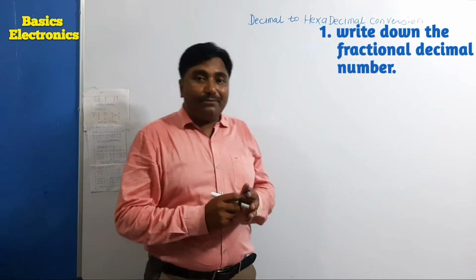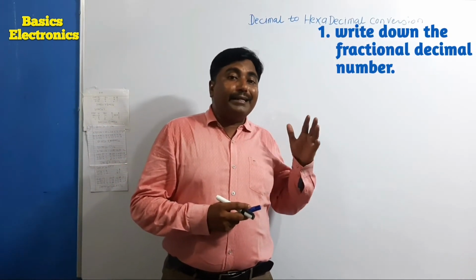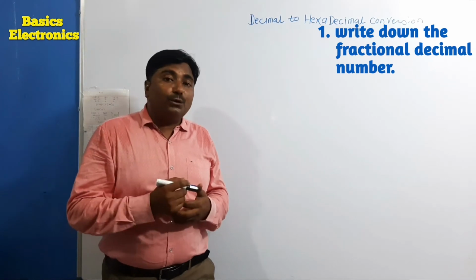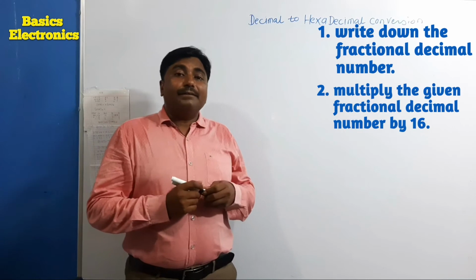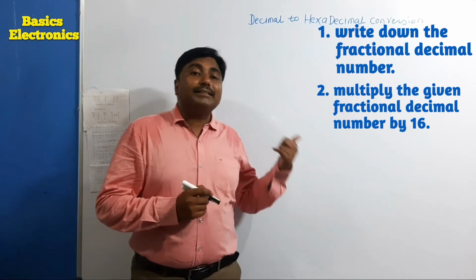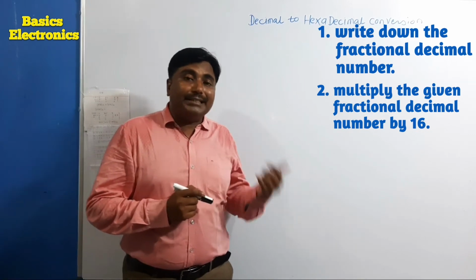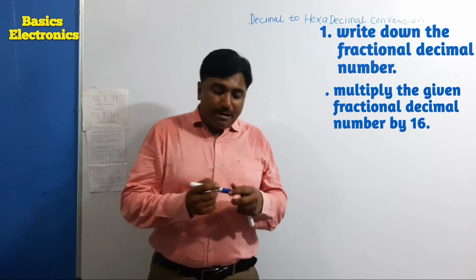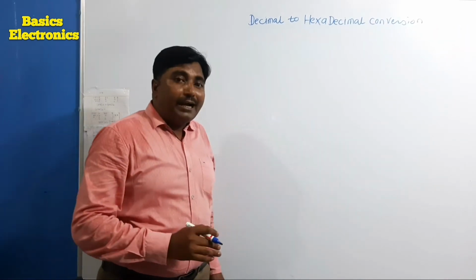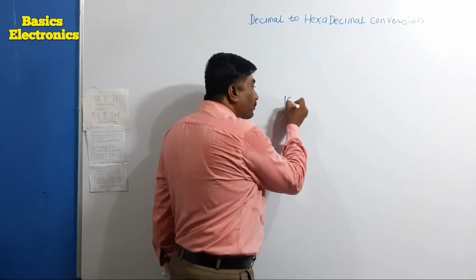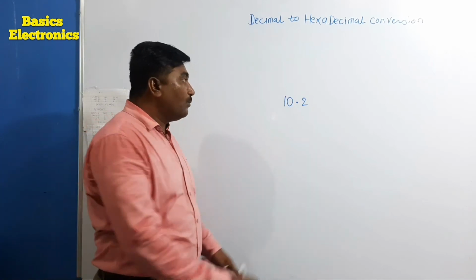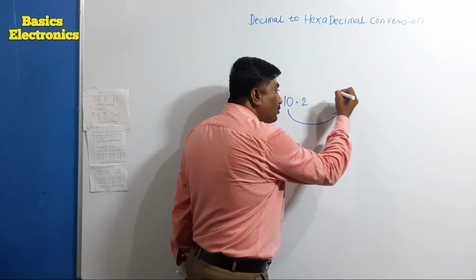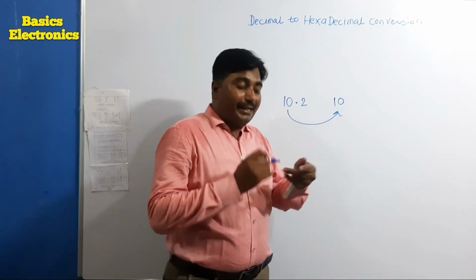So the first step is we write down the given decimal fractional number. What do we do after this? Then we multiply the fractional decimal number by 16. We write down the result, and we record the carry in integer position. What is the meaning of recording a carry in integer position? For example, suppose after multiplication the result is 10.2. Then from this, we record 10 as a carry in integer position.